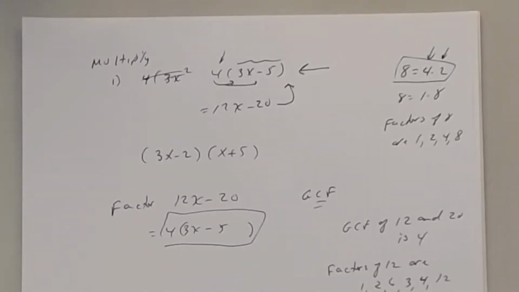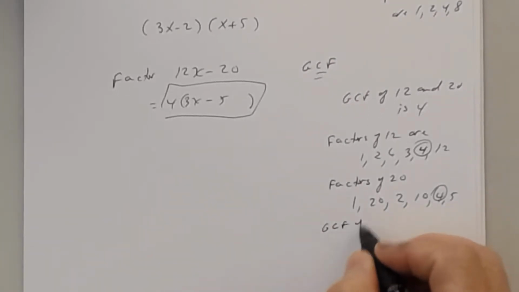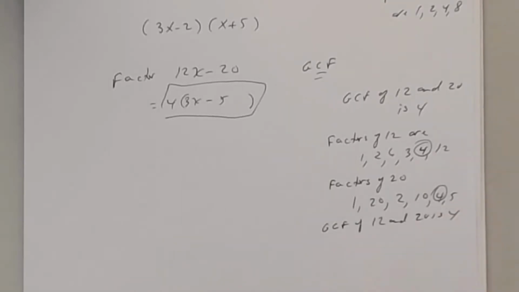GCF means the greatest. So what's the greatest one? 4. So 4 is the greatest one. So the GCF of 12 and 20 is 4. So if you cannot tell right away what the GCF is, then one approach is to list the factors of each. And then the greatest one will be the largest one they have in common.